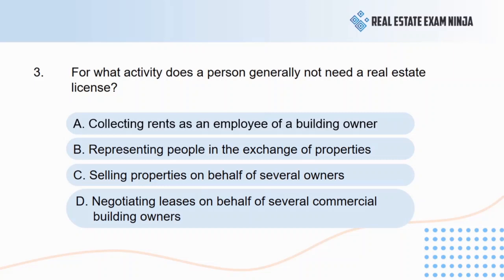Number 3. For what activity does a person generally not need a real estate license? A. Collecting rents as an employee of a building owner. B. Representing people in the exchange of properties. C. Selling properties on behalf of several owners. D. Negotiating leases on behalf of several commercial building owners. The correct answer is A.